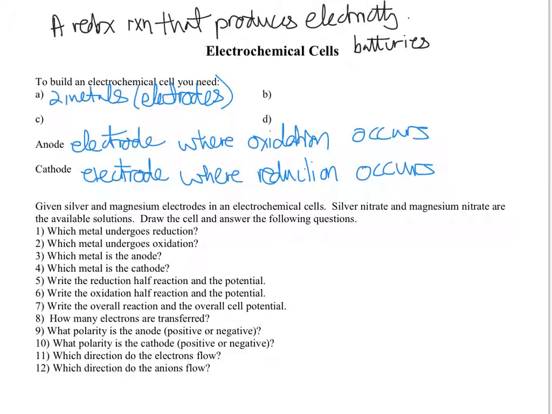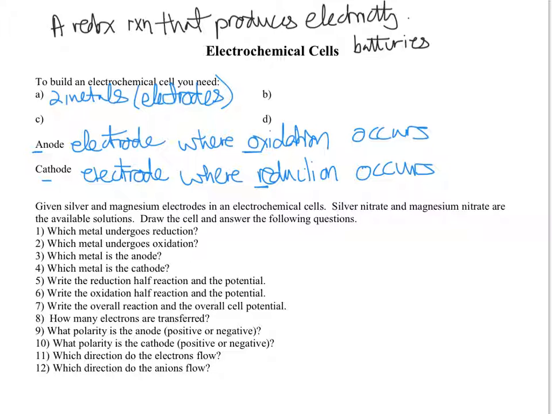One way to remember that is A and O, C and R. A comes before C in the alphabet, O comes before R in the alphabet. So A and O go together because they come first compared to C and R, they come last. Another way to remember it is that A and O are both vowels, whereas C and R are both consonants. So you always need to remember that anode is where oxidation happens, cathode is where reduction happens.